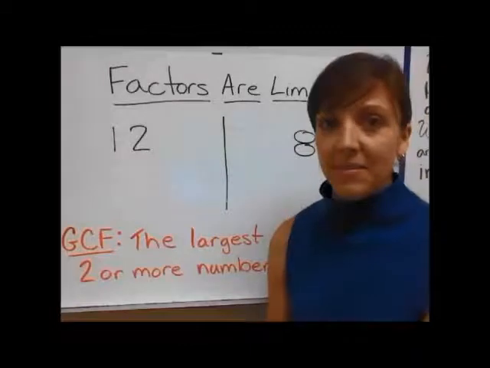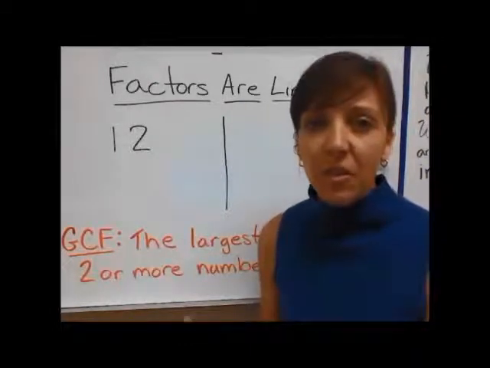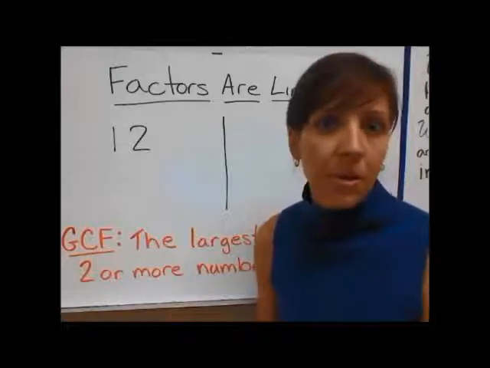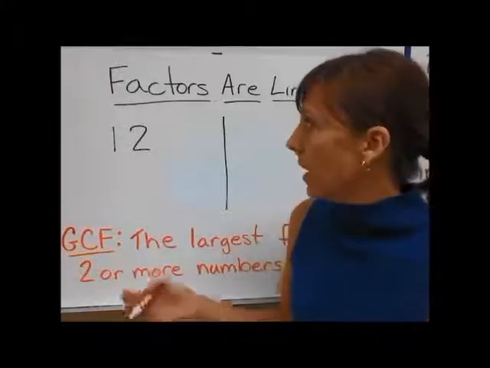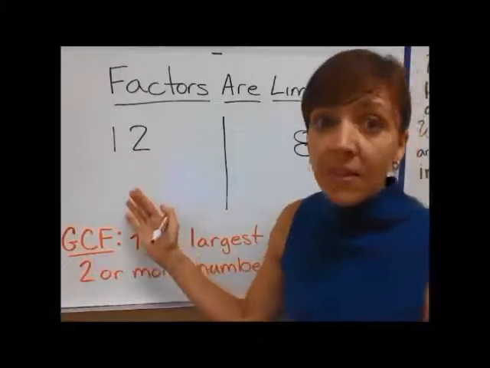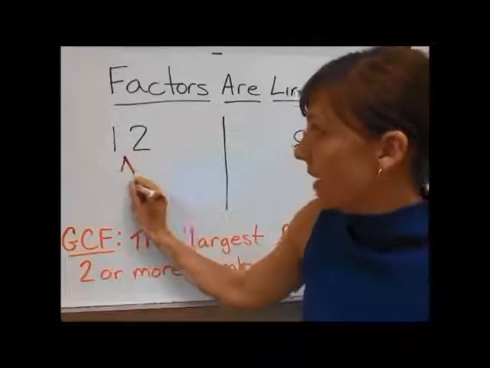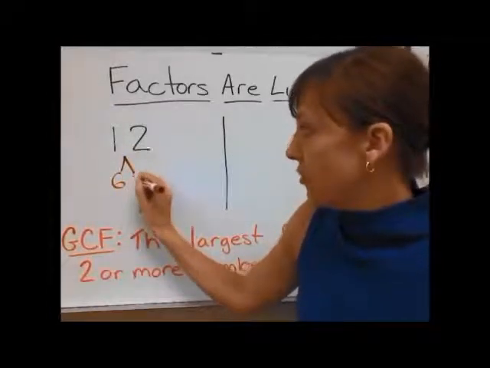Factors are limited. It's important that you know factors are ending. There's only a certain number of factors for each number. For instance, the number 12. If I want to find the factors, I've got to break it down. So I'm going to break down the 12 into 6 and 2.